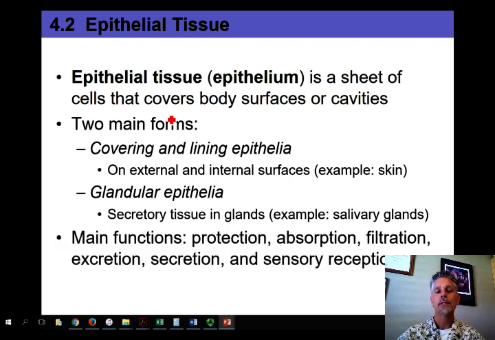So when we look at epithelium, it's covering and lining, protection, absorption and secretion, so things going in or out of an organ, in or out of the body. Sometimes filtration, and then also sensory reception on the edge of an organ or on the edge of us. We want to know what's going on in the surrounding environment, so a lot of our receptors, our sensors, are going to be located there.